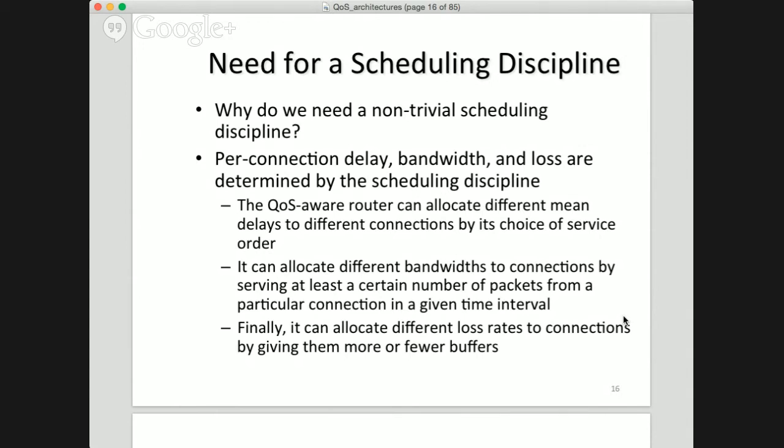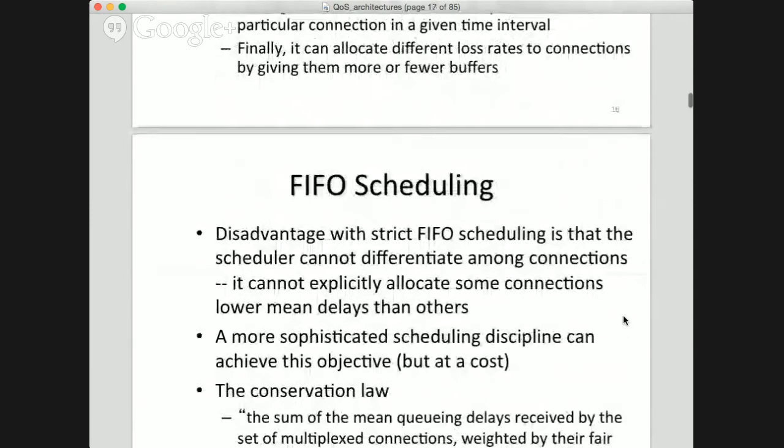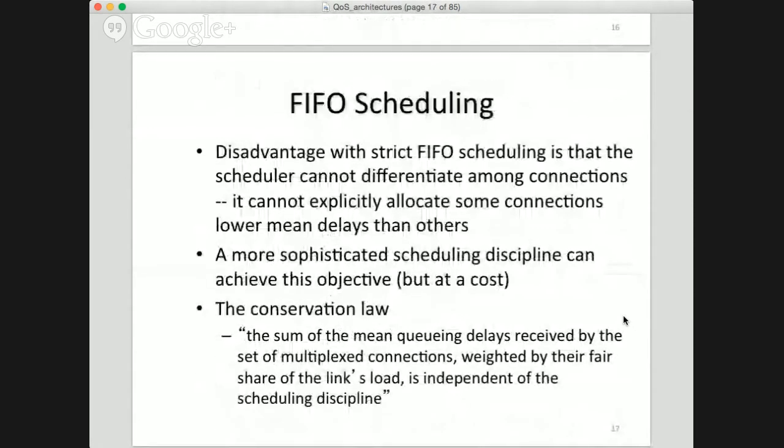And last but not least, of course, I can also impact the packet loss rate, by giving, for example, more or fewer buffers, or by playing with the discard policy. Again, I can apply priority, so I can, in a sense, force some higher packet error rate for some specific connections. So let's start with the simplest example, which is FIFO scheduling, first in, first out.